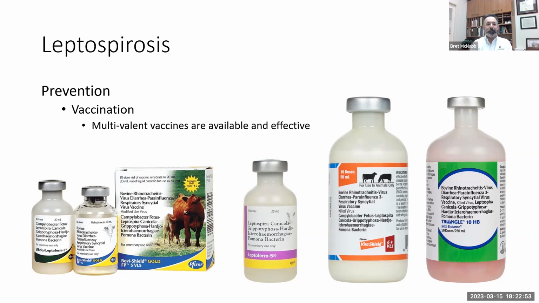Most of the time, that's going to be 5. And again, you can take a look and see which serovars are included when you look at each of these. It can be overwhelming to read a vaccine bottle, but you can see that they're containing most of the common ones. Most of these have Pomona that we're worried about causing mid-term abortions. Some of them now are including Hardjo-bovis. So like Triangle 10 HB, the HB is showing that it's actually including Hardjo there, which can be very helpful. Environmental management is almost impossible, so we really rely on maintaining good vaccination for leptospirosis.